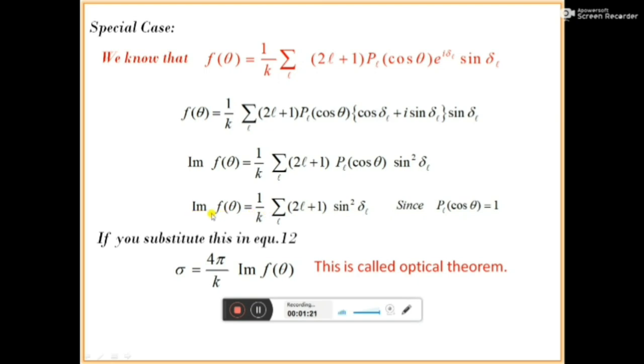Now if you substitute this value of the imaginary part of f of theta in the expression for total scattering cross section, you will get the total scattering cross section sigma equal to 4 pi by k times the imaginary part of f of theta. This expression for total scattering cross section is called the optical theorem. Therefore this is called the optical theorem in the case of partial wave analysis.